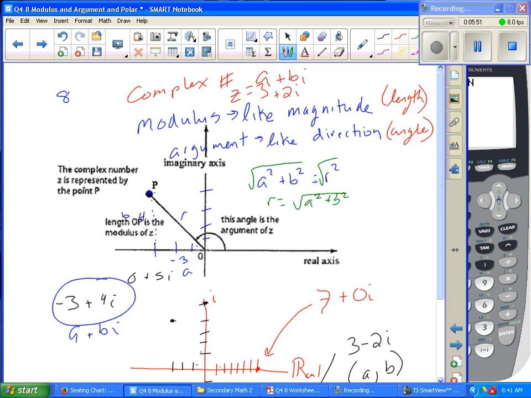So you don't always have to write it out in the Pythagorean theorem. You can just immediately start by putting a square root and then take whatever your a is, which in this case is -3, square it, plus take the b, whatever it is, square it. So -3 squared is 9, 4 squared is 16. That gives me 25, and the square root of that is just 5. So then I know my modulus, my length from the origin to P, is 5. 5 is my modulus.